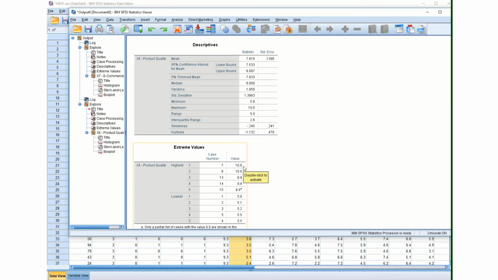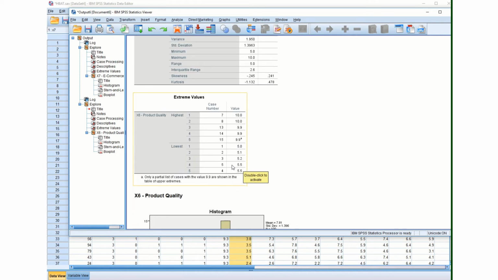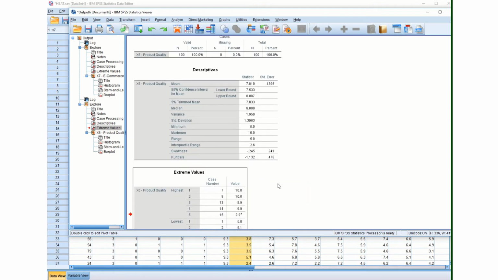So anything above 11.29, we have our cases here. There's nothing. There are no cases above 11.29. And then anything below 4.33, we don't have anything below 4.33. So for x6, there are no cases that would suggest extreme values. So those observations that were in x7 do not repeat in x6.